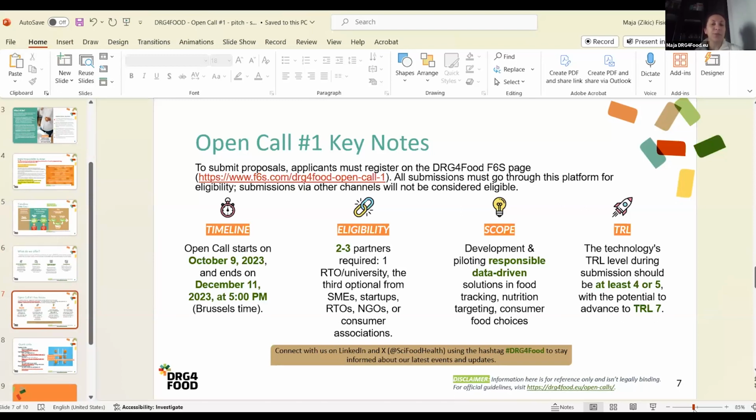We are looking for small consortia consisting of 2 or 3 partners from EU or Horizon Europe associated countries. We are looking for data-driven solutions in food tracking, nutrition, and consumer food choices, and what I haven't mentioned is the technology readiness level should be at least 4 or 5, and we will expect that you will be able to reach, until the end of your project, technology readiness level of 7.